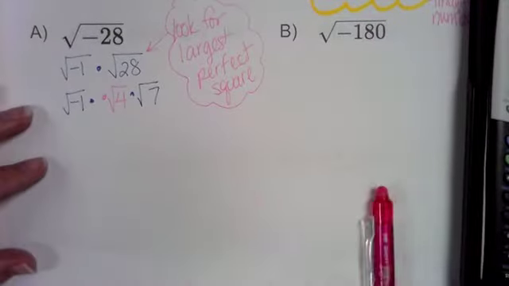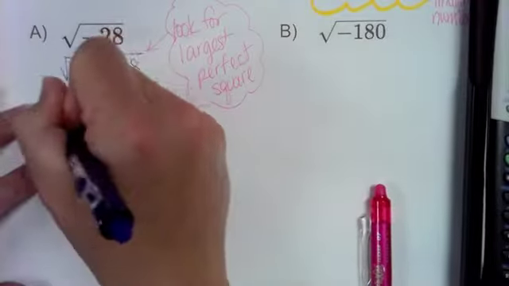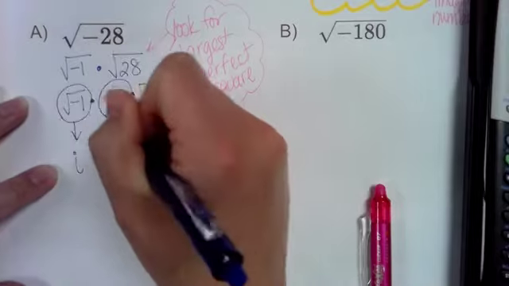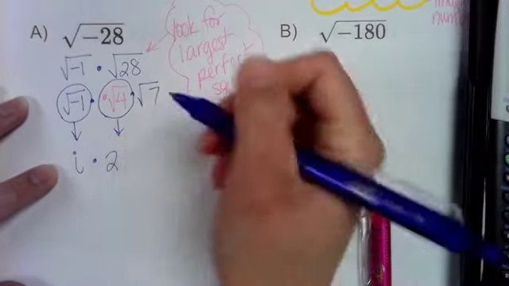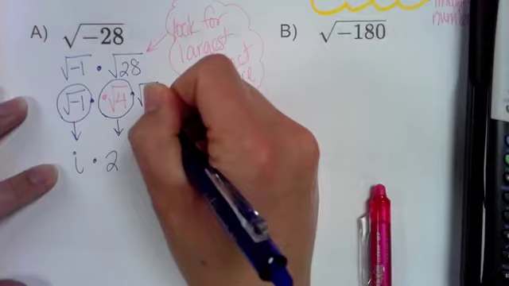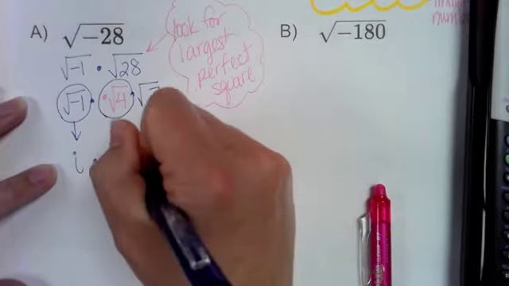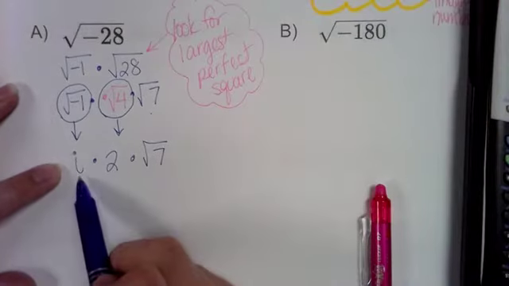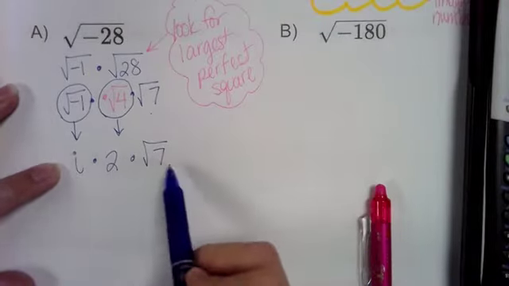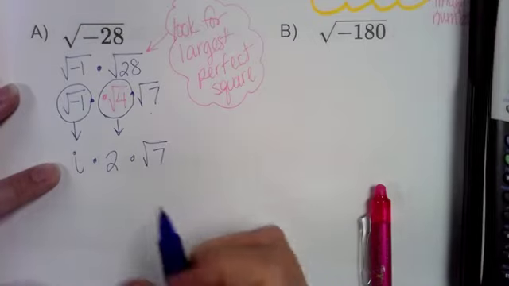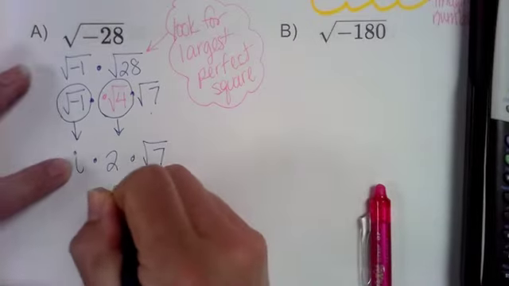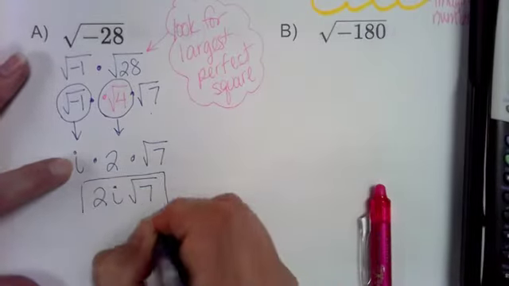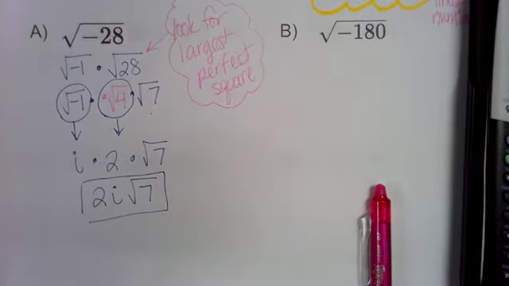Now we can simplify. Our largest perfect square was 4. What's the square root of -1? i. What's the square root of 4? 2. And I can't simplify the square root of 7, so that one just stays the square root of 7. This is kind of awkward. It's totally accurate, but it's a little bit weird. Traditionally, we put the number in front, followed by the letter, and then the radical brings up the rear. So 2i radical 7 is our simplified answer.